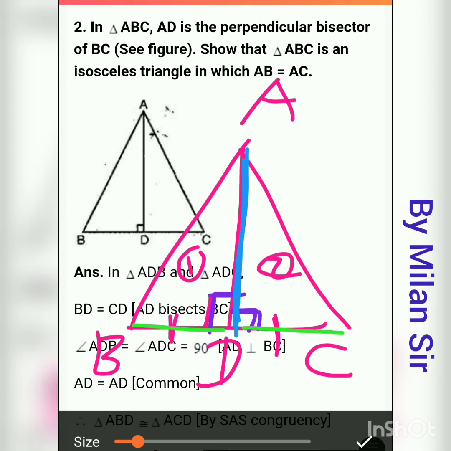So now side, angle, side. By using the side angle side criteria, we can say that these two triangles are congruent triangles, right? And by using CPCT, we can say that AB is equal to AC. And if AB is equal to AC, that means two sides of the triangle are same, so it is called an isosceles triangle. So in this way we can prove this.